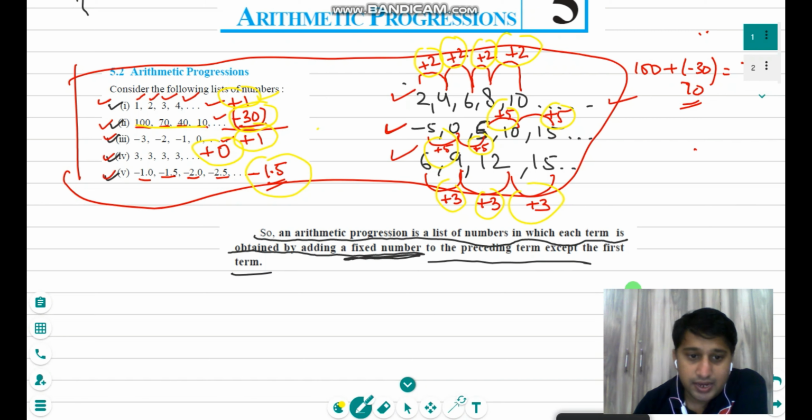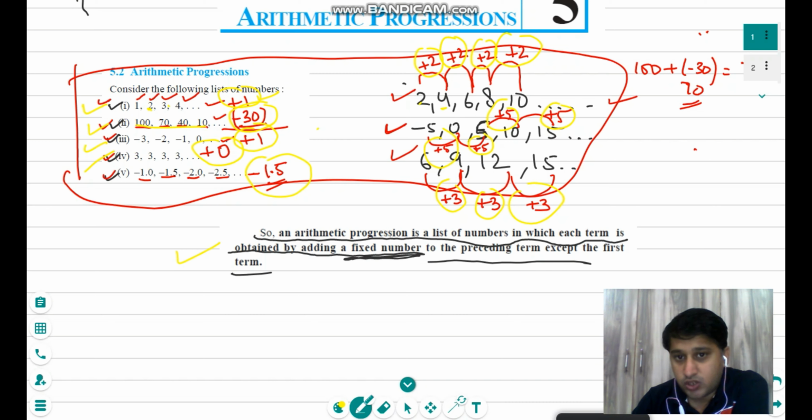So now we are coming again to the definition. An arithmetic progression is a list of numbers. You can see these all are lists of numbers in which a term is obtained, for example, 2 is obtained by what? By adding plus 1. Then 3 is obtained by adding plus 1. You can see it over here.